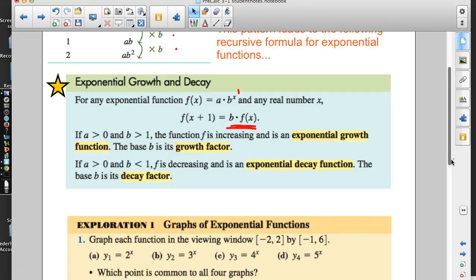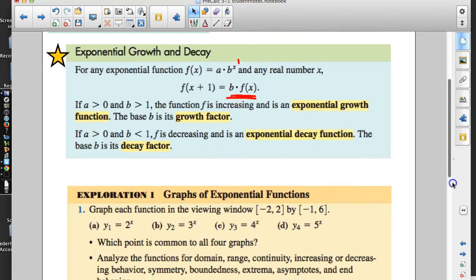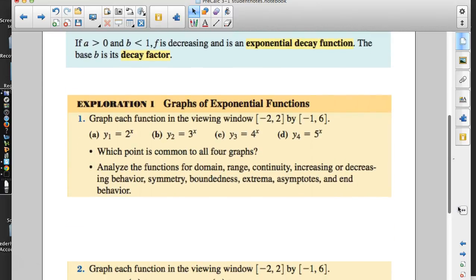So exponential growth explains things like bacteria. Exponential decay is going to explain things like carbon dating. We're trying to figure out how old something is. That's going to be with carbon dating. And our exploration down here is something that you actually had to do back in Algebra 2. You had to graph them, and then we talked about their overall look. But what you didn't do in Algebra 2 was analyze. So we want to analyze the functions for domain, range, continuity, increasing or decreasing behavior, symmetry, boundedness, extrema, asymptotes, and end behavior.